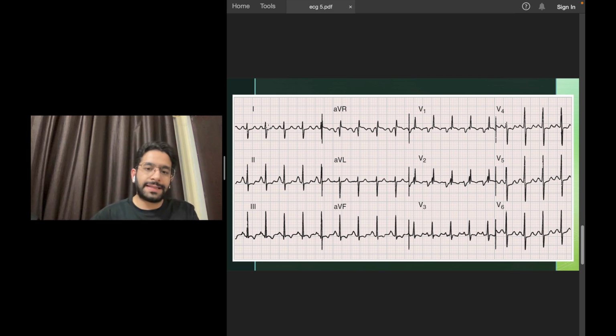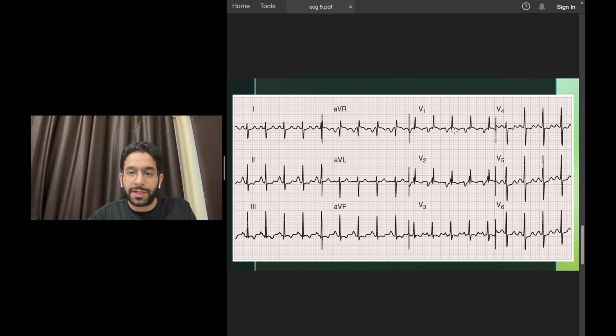If you take a look at the rate, it's roughly around 120 beats per minute. I've told you in a previous video how to calculate heart rate. If you check the axis, this is right axis deviation. I would encourage you to watch other videos on this channel on how we tell the axis on an ECG. In fact, I've told you how you can exactly determine what degree, not just right axis and left axis, the exact degree to which the mean cardiac axis points, okay?